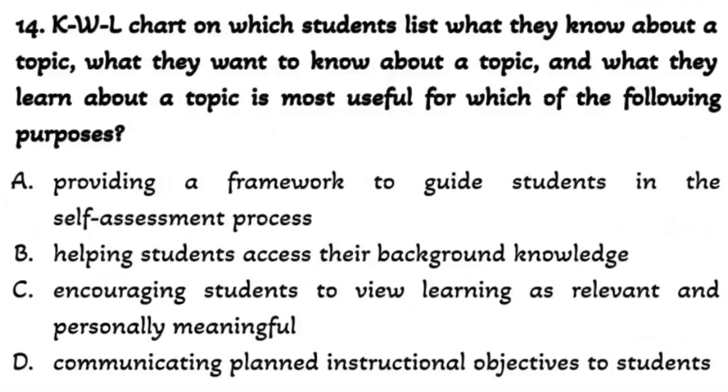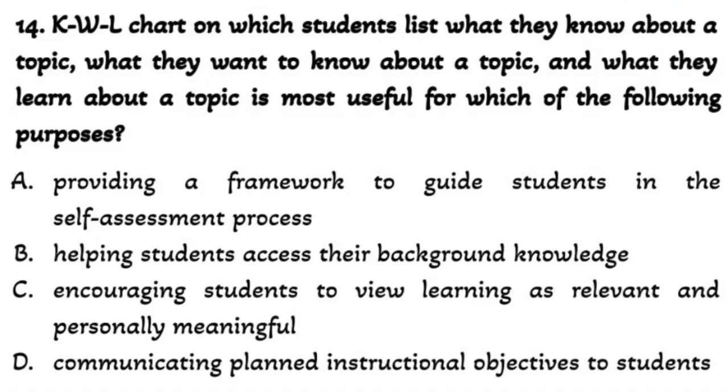14. A KWL chart, on which students list what they know about a topic, what they want to know about a topic, and what they learn about a topic, is most useful for which of the following purposes? A. Providing a framework to guide students in the self-assessment process. B. Helping students access their background knowledge. C. Encouraging students to view learning as relevant and personally meaningful. D. Communicating planned instructional objectives to students. The correct response is B.